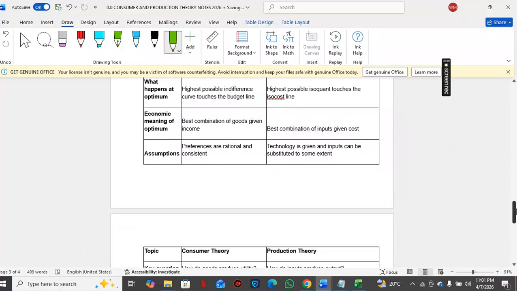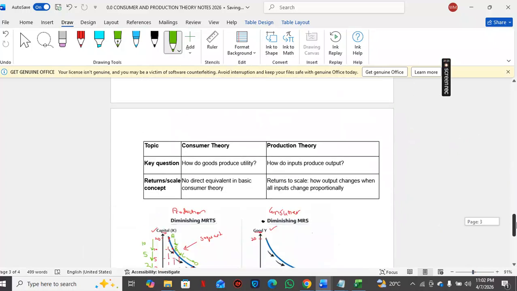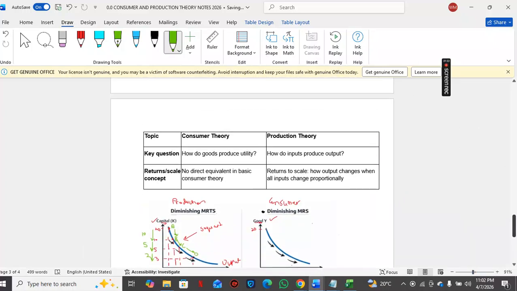Yes. Basically those are the other points; you can read through them. But here are the key questions. The key question in consumer theory: how do goods produce satisfaction? We did it. Production theory: how do inputs, capital and labor, produce output?